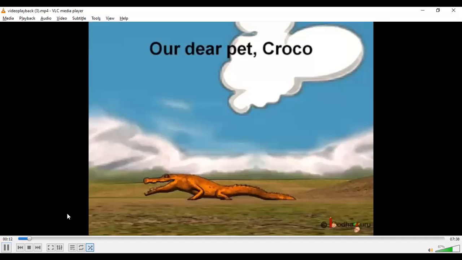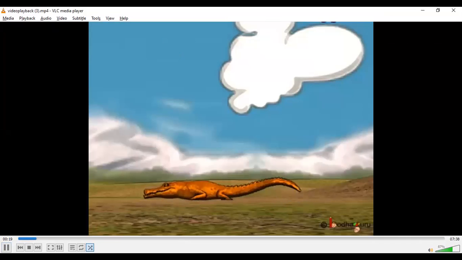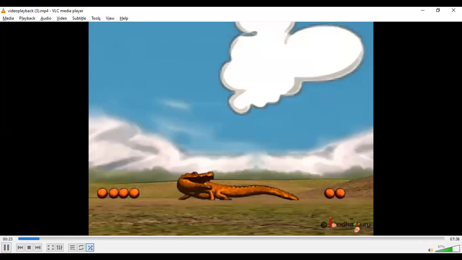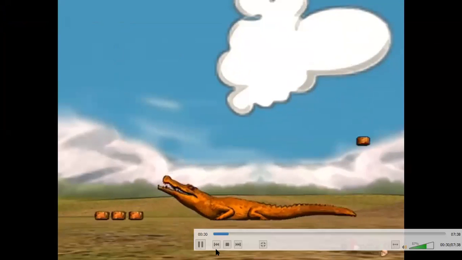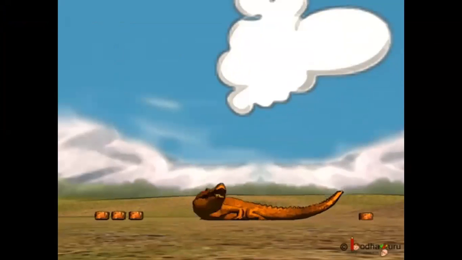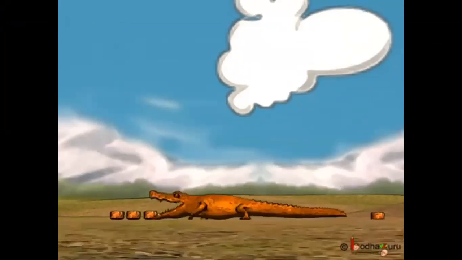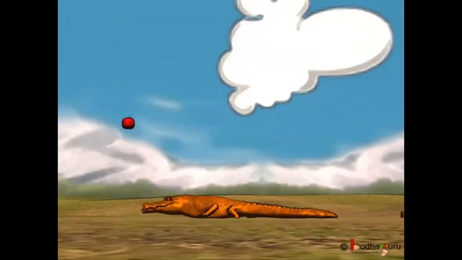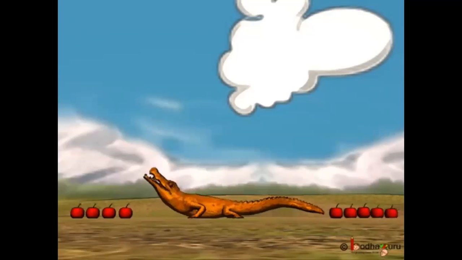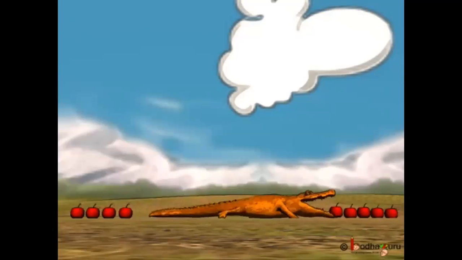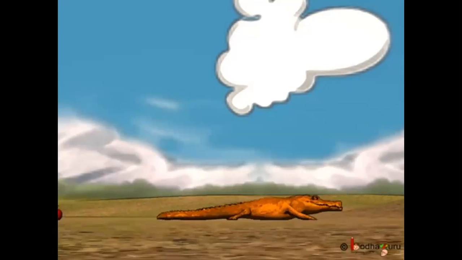Now see, this is crocodile. Crocodile, he's sleeping, taking rest, right? What's this? There are 4 pieces of cake, 1 and 3. Which is more? 3. Crocodile likes more. He eats more. 4 and there are 5. So where will he go? To the greater number 5, right?